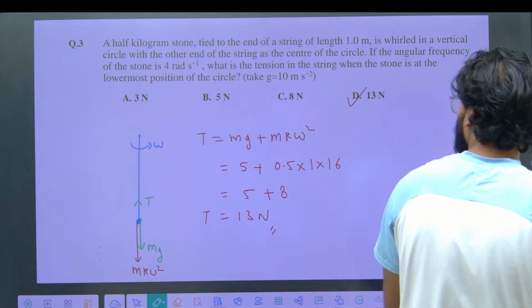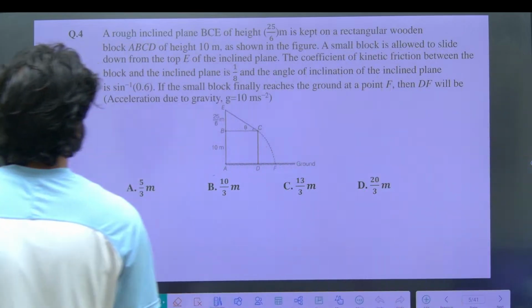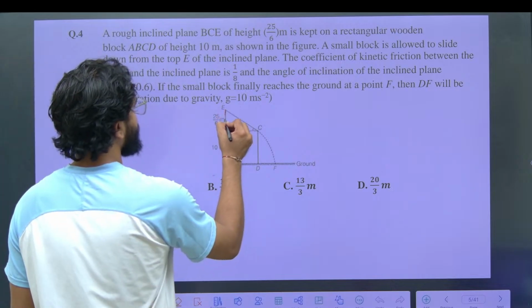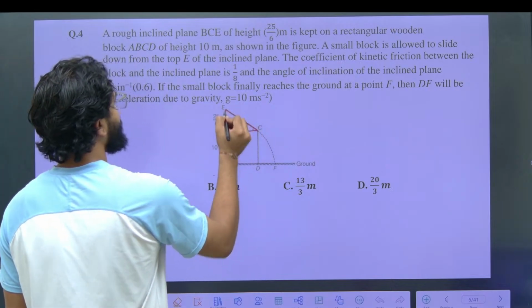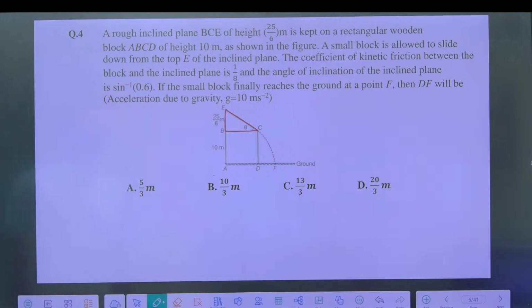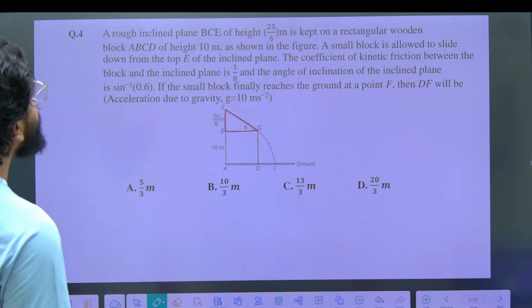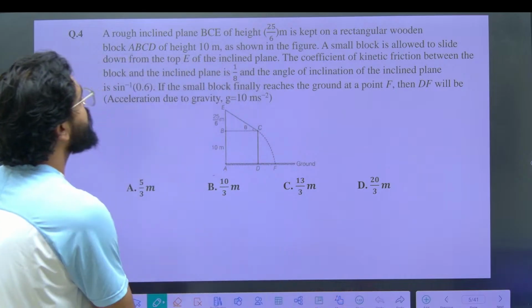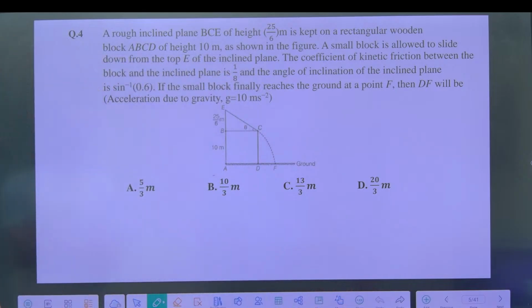Question number 4. A rough incline BCE, if you can see this. This is the rough incline BCE, whose height is given, that is 25 upon 6 meter. A block is placed on a rectangular wooden block ABCD, it is placed on that, no worries. And the height of the block is 10 meter. We can clearly see this.